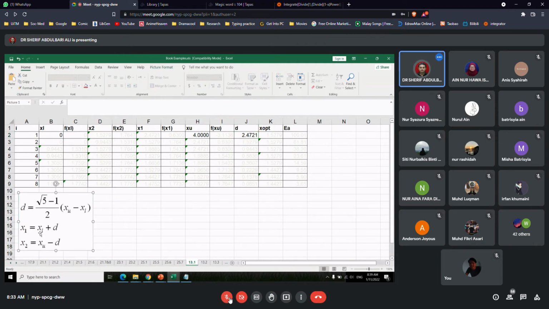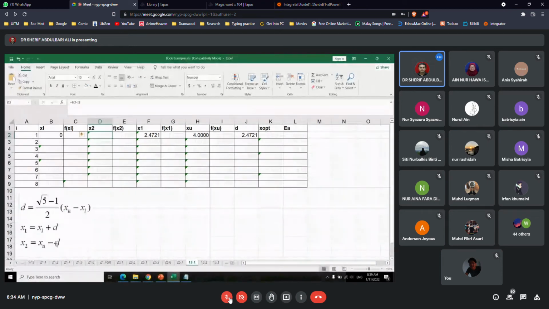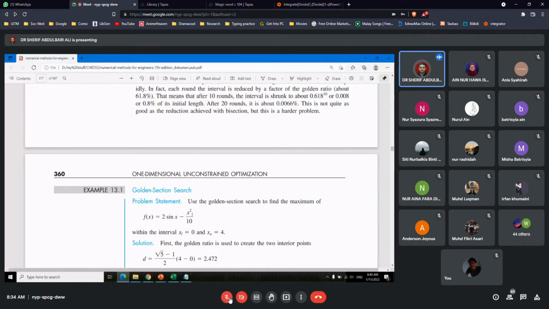Once I find the value of d, I can calculate the value of x1 and x2. So x1 is equal to x lower, which is 0, plus d. So x1 will be equal to 2.4721. x2 will be equal to x upper minus d. So x upper is 4 minus the value of d, 2.4721, so the answer of x2 will equal 1.5279. Okay, so now I found my four points. Now I can simply put the values into the function here. Okay, let me print screen this function.